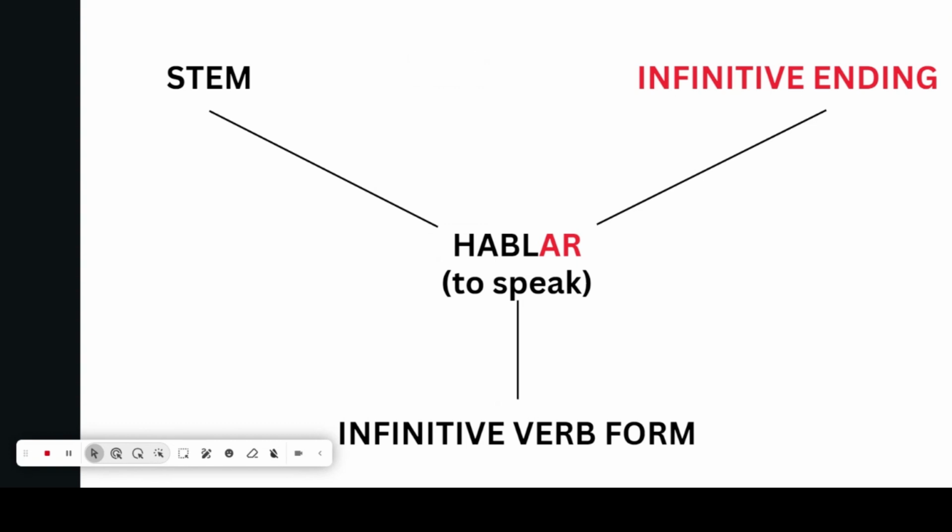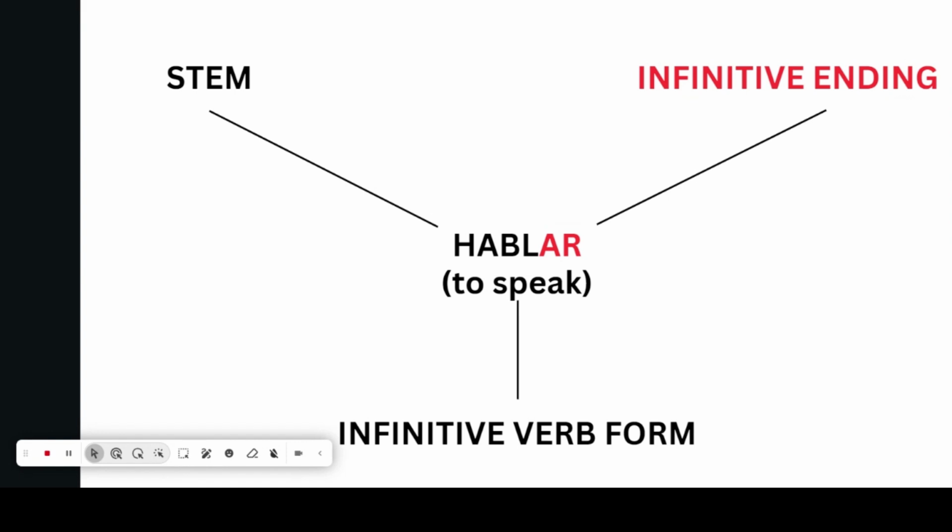Now, the stem, however, is any part of the word before the infinitive ending. Remember, we just talked about three different types of verbs, which are AR, ER, and IR. So any verb you see in the infinitive, you'll know because it will end in one of those three options. Everything before the infinitive ending, so everything before the AR, is the stem of the verb.